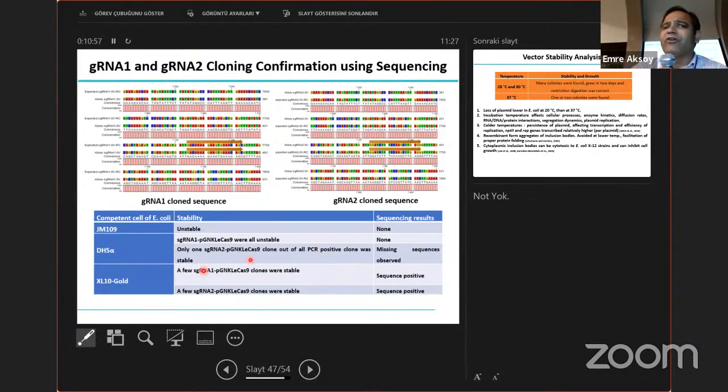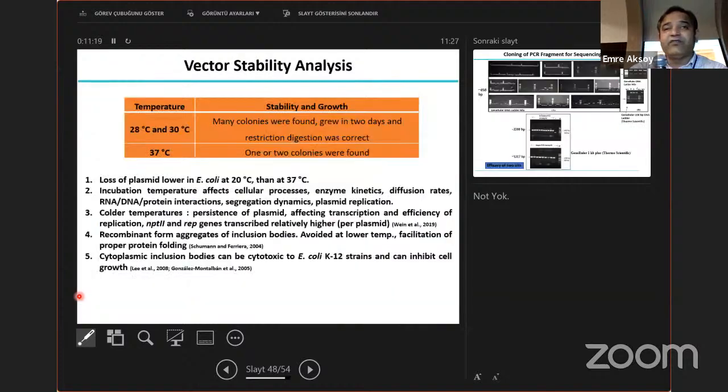In E. coli, we could not get stable clones whenever we used JM109 or DH5 alpha. So we had to go for the XL10 Gold strain, which maintains the stability of these constructs. We were only able to get our clones in this one.